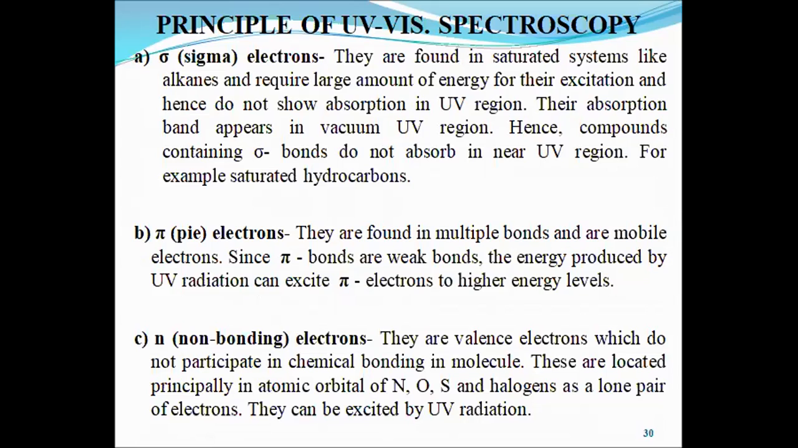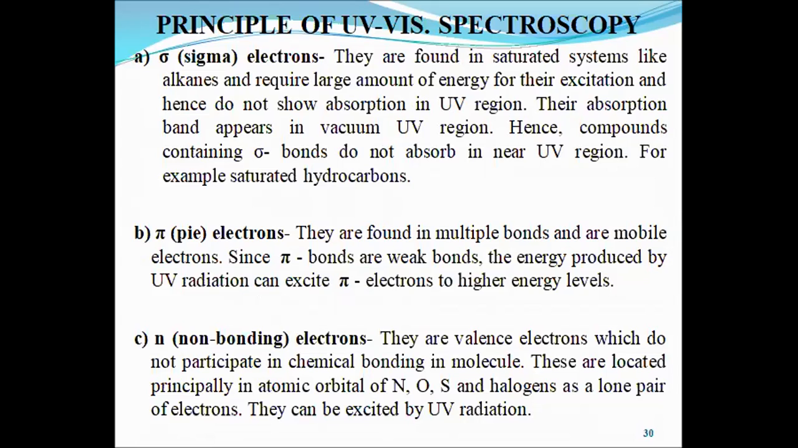The second type of electrons are pi electrons. They are present in multiple bonds like double bonds and triple bonds. And we can see their presence in unsaturated compounds or hydrocarbons like trienes and aromatic compounds. The energy of ultraviolet radiation is sufficient to bring about the excitation of these pi electrons. So we can see the transition of these pi electrons by the absorption of ultraviolet radiation.